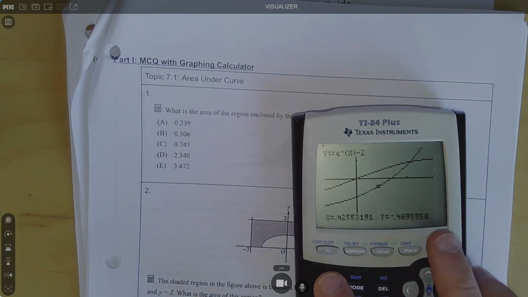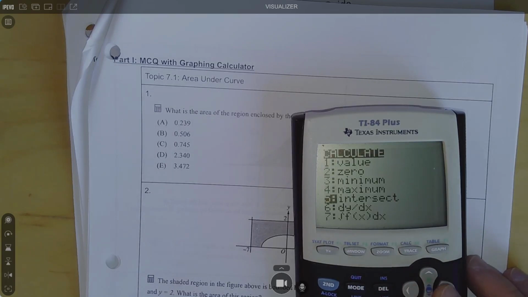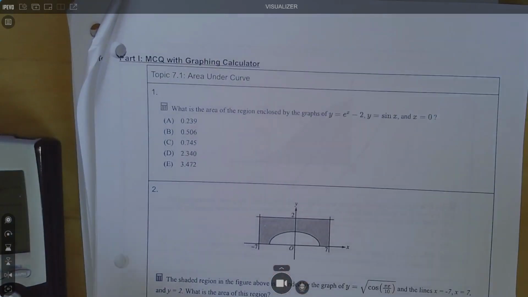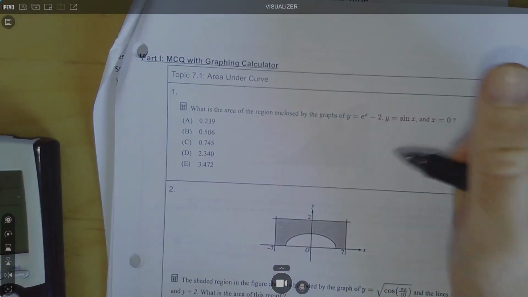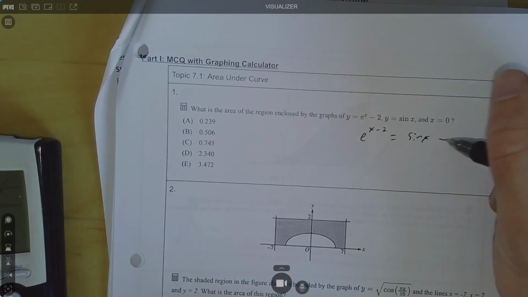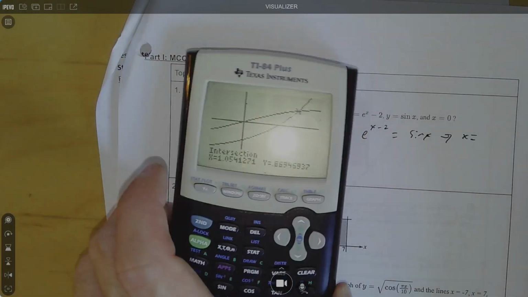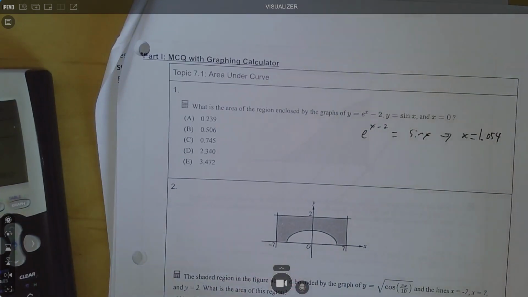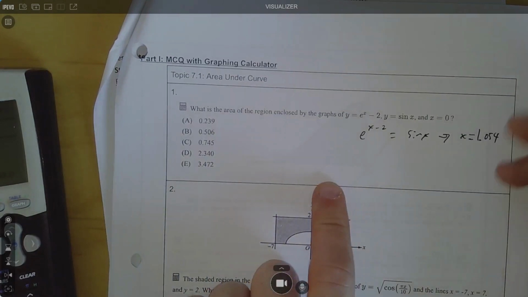Okay, so we're going to do second calc intersect, and we're going to bring it all the way up here because we got to know where our integral is going to end up, and that is 1.054. Just for clarity, when you do an FRQ question, you would need to say e to the x minus 2 equals sine x, x equals 1.054. It's a good habit to get into. You have to prove how you got those numbers. You can't just plug it in for the FRQ. For the MCQ, it doesn't matter, right?